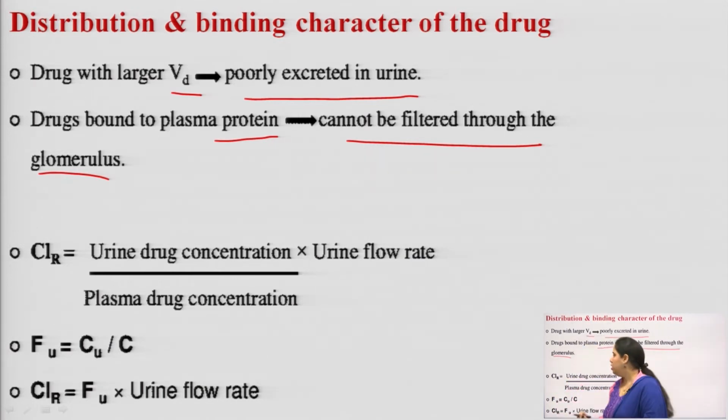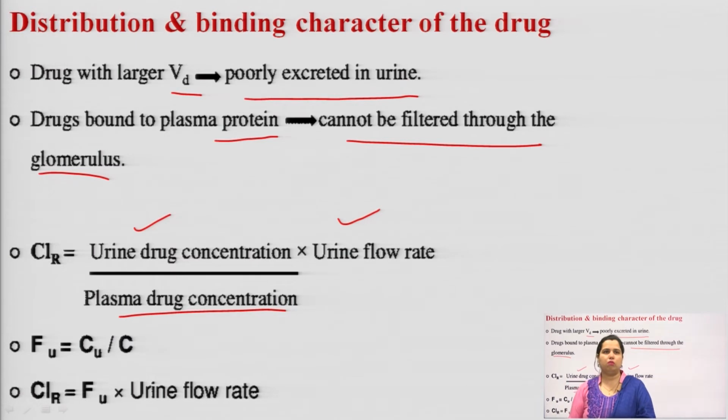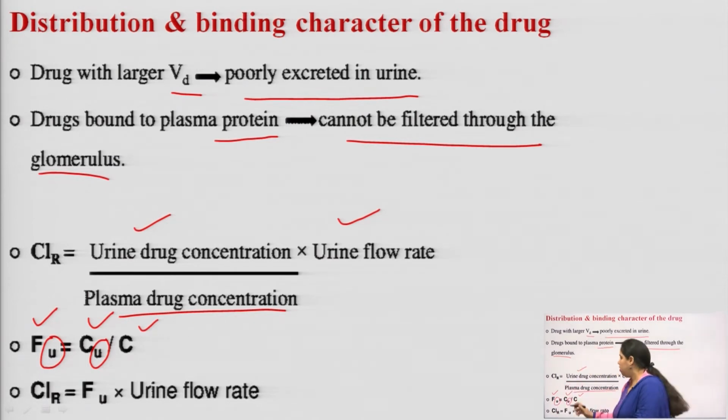So, CLR will be urine drug concentration into urine flow rate, divided by plasma drug concentration. Obviously, the drug concentration in urine and the flow rate of urine decide the clearance of the drug from the body. It can be represented as Fu, fraction of drug in urine, Cu, the concentration of drug in urine, and C, the plasma concentration, or we can say F, that is flow of urine. So, CLR is equal to Fu into urine flow rate.